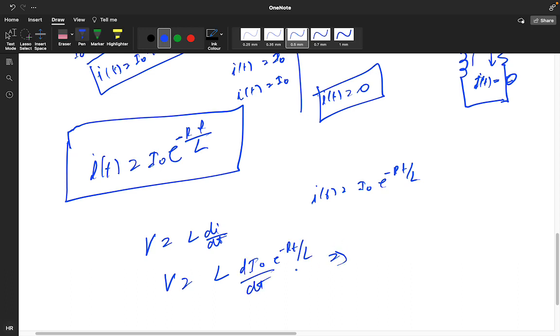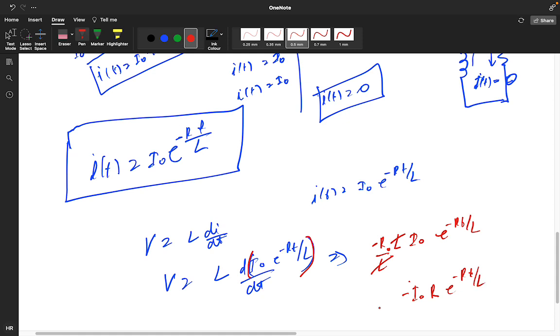If you differentiate this function, what will you get? L into I naught e power minus Rt by L into minus R by L. So the L will get cancelled out. So what you will get is minus I naught into R e power minus Rt by L, which is V of L of t.